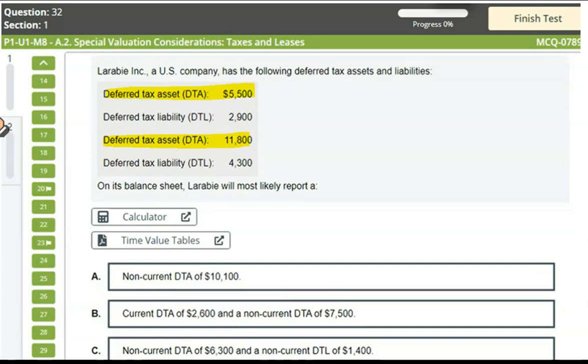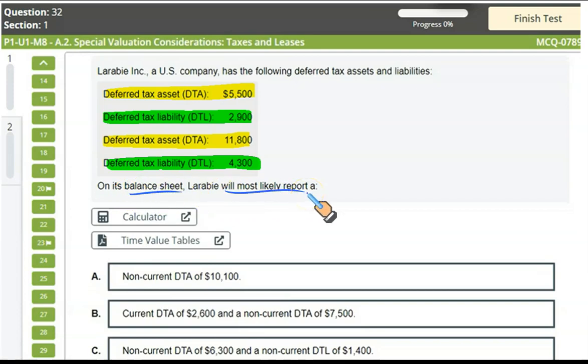At the same time, we have a deferred tax liability of 2,900 and a deferred tax liability of 4,300, which may be classified into current and non-current. What should we do under the balance sheet? What are we going to report? First of all, you need to combine your assets: 5,500 plus 11,800 gives you 17,300, and your deferred tax liabilities combined, 2,900 and 4,300, give you 7,200.